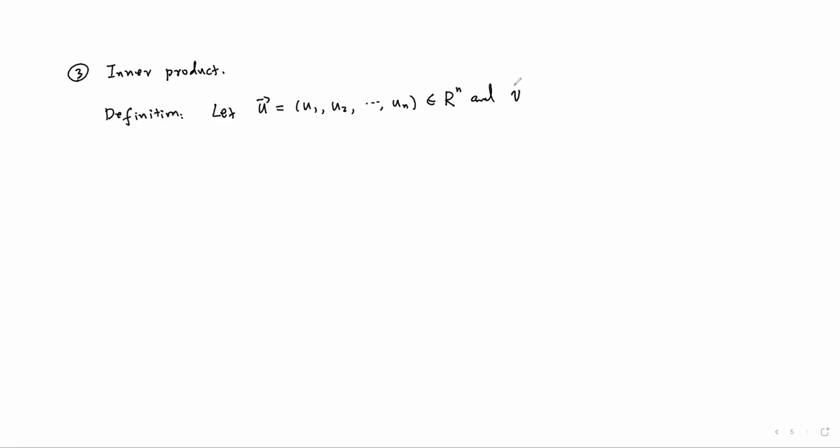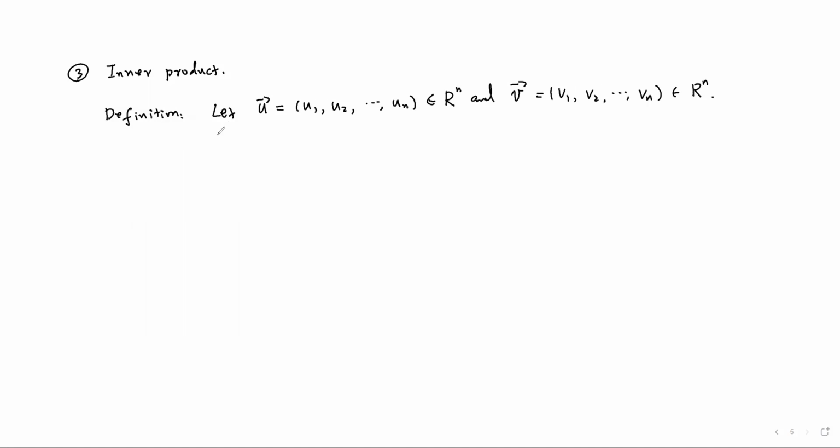Number 3, inner product. Here is the definition. Let vector u, with entries u1, u2, up to un, be a vector in Rn. And vector v, with entries v1, v2, up to vn, also a vector in Rn.